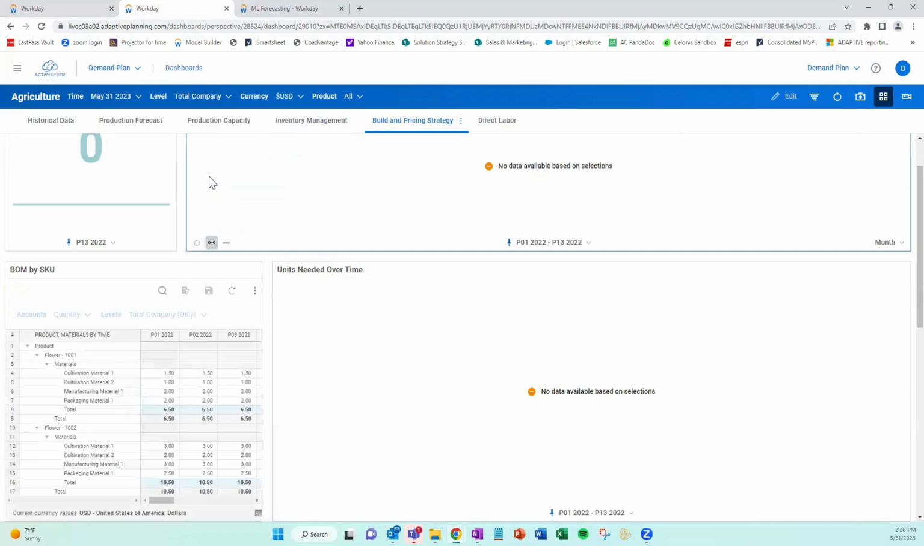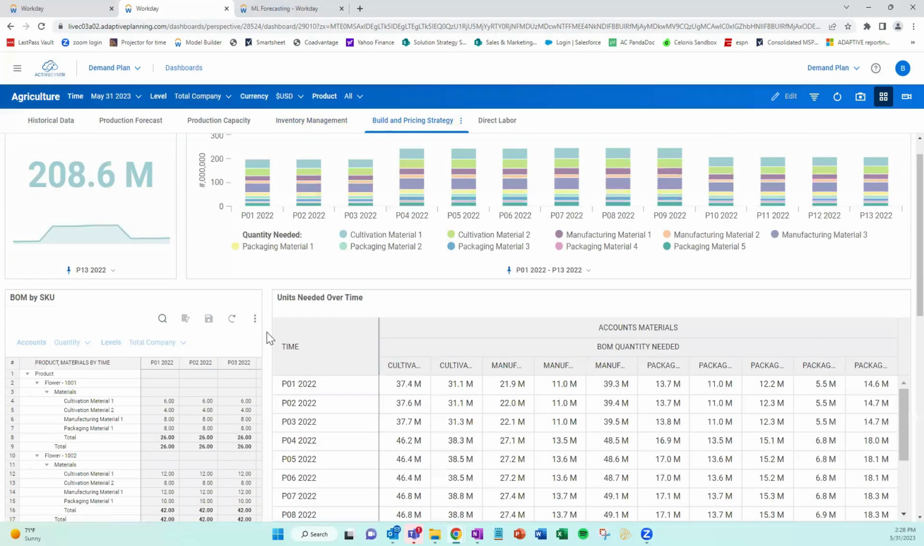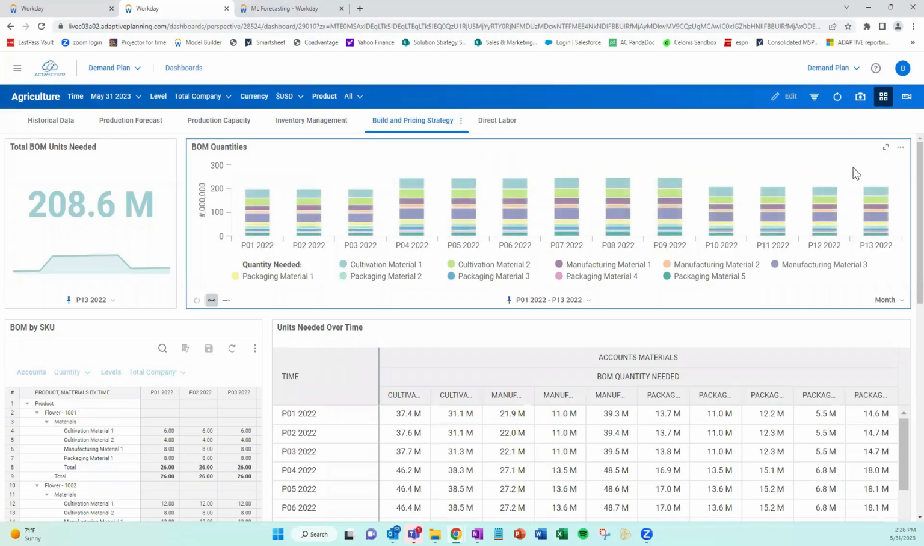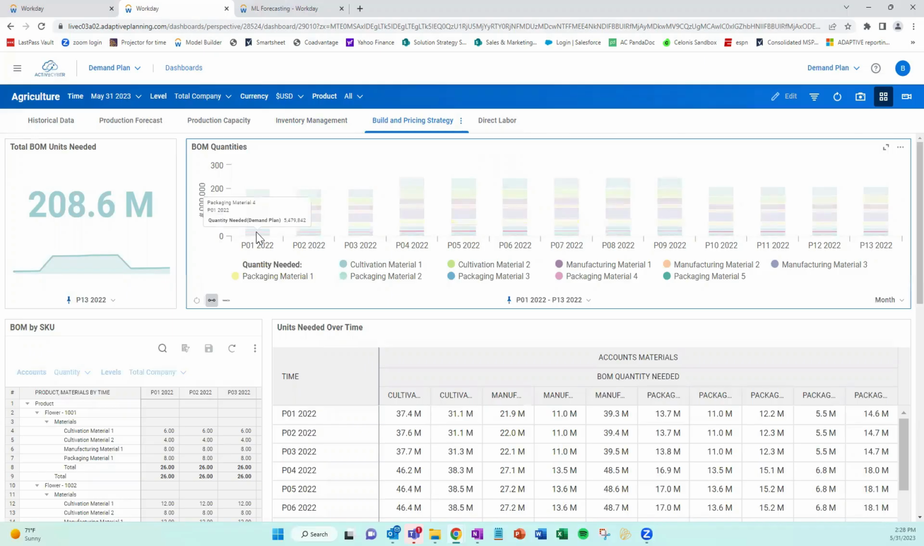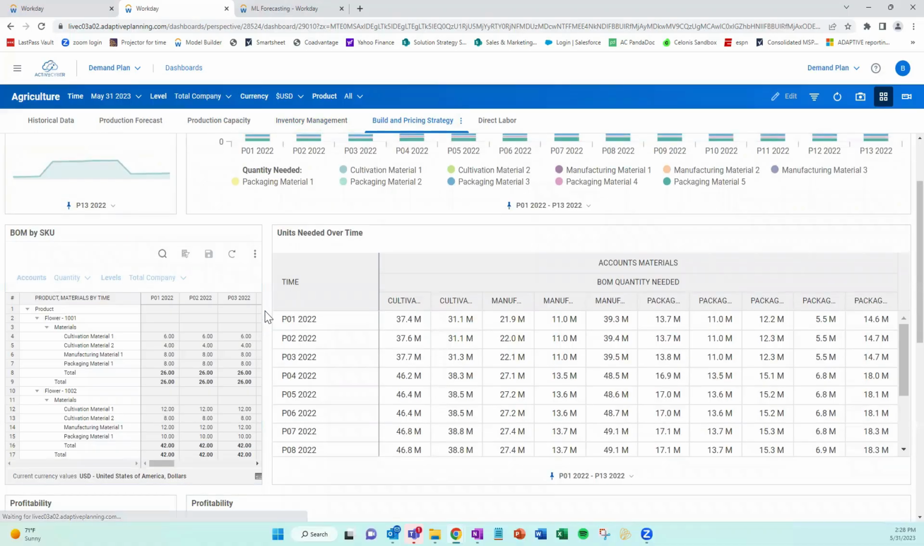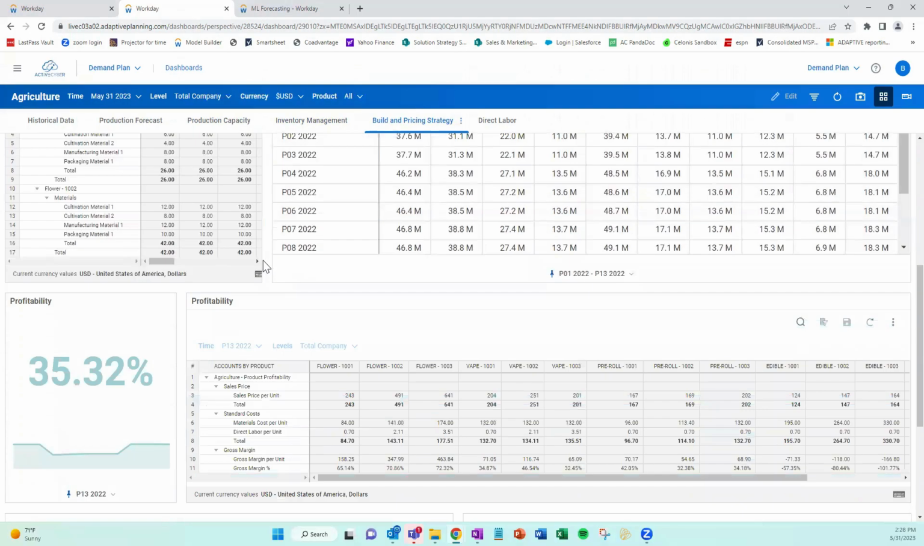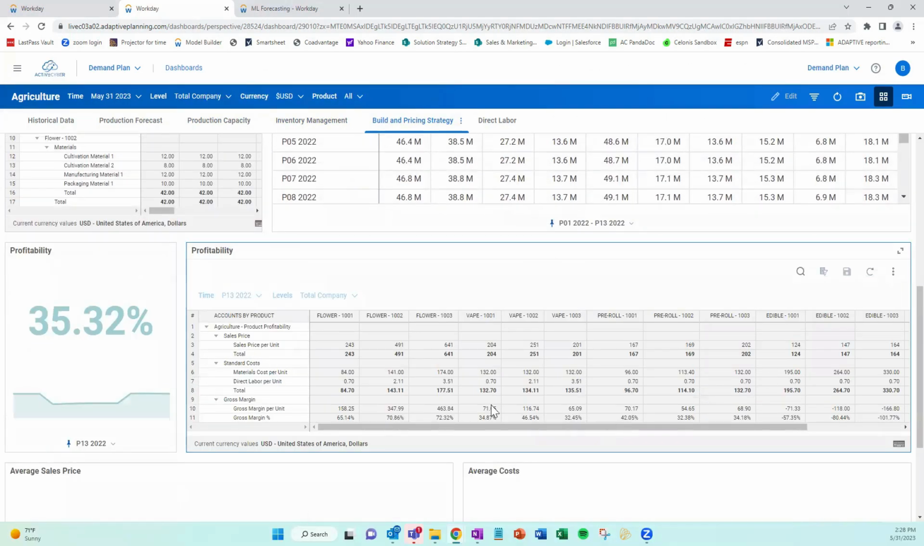Inputting our quantity and our cost is how we're then able to generate our overall profitability. So let me put this back to total company to view all of our farms at a consolidated level. And now we're able to see period over period for the entire upcoming forecasted year which materials we need to plan for to generate our specific SKUs. We then are able to see period over period how much quantity we need for our various materials. So this is our different cultivation materials, manufacturing materials, and packaging materials, to make sure we're able to hit our overall profitability.